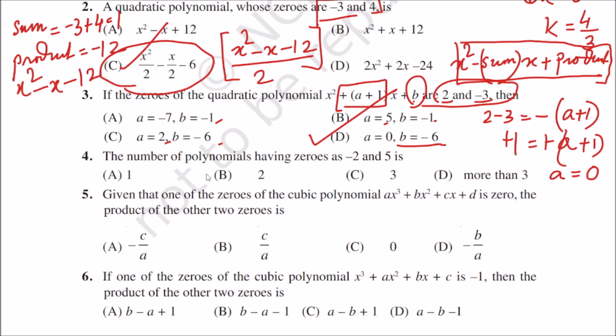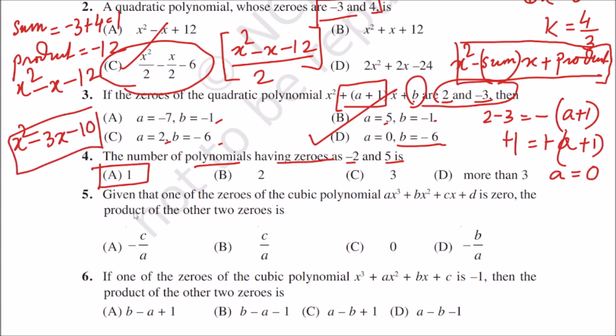Question number 4. The number of polynomials having zeros minus 2 and 5. How many polynomials are possible with 2 zeros? It is only 1. Only one polynomial is possible. It will be x square minus sum of the zeros, that will be minus 3x, plus product of the zeros, that will be minus 2. So there is only one polynomial possible. A is the answer.